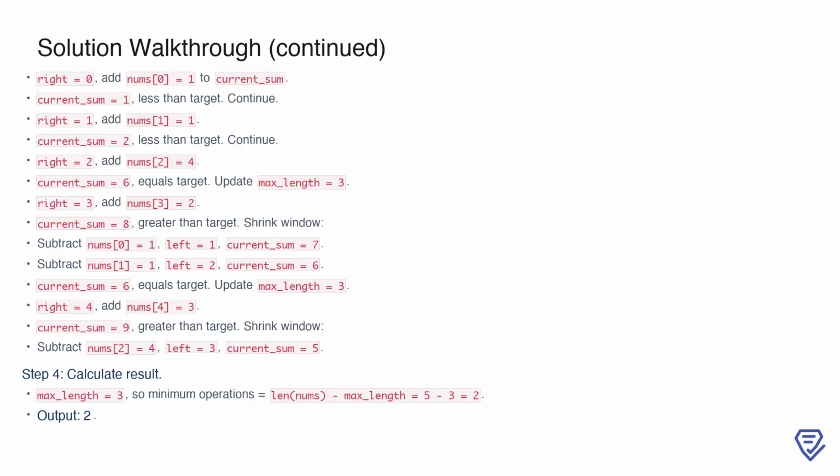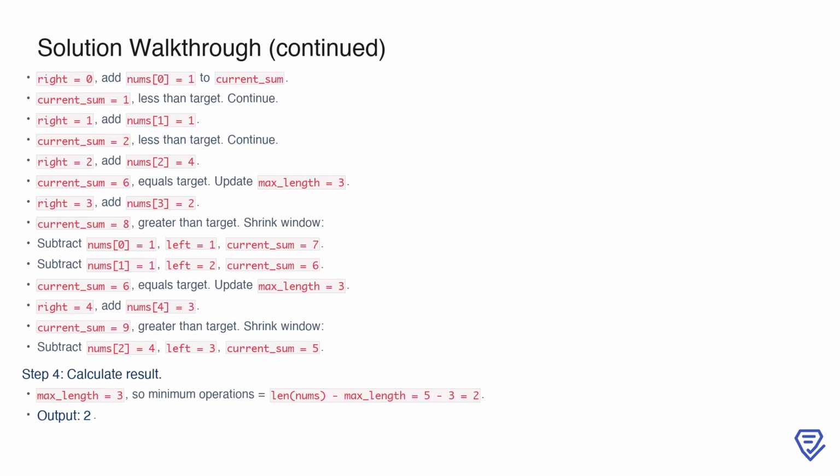As we move to right equals 3, adding nums[3], which is 2, increases current_sum to 8, exceeding the target. To shrink the window, we subtract nums[0] and nums[1] sequentially, updating left to 2 and reducing current_sum back to 6, which matches the target again. Max_length remains 3. At right equals 4, we add nums[4], which is 3, raising current_sum to 9. Once again, we shrink the window by removing nums[2], reducing current_sum to 5. After processing all elements, max_length is 3. The minimum operations are calculated as the total length of nums minus max_length, which is 5 minus 3, giving the result 2.